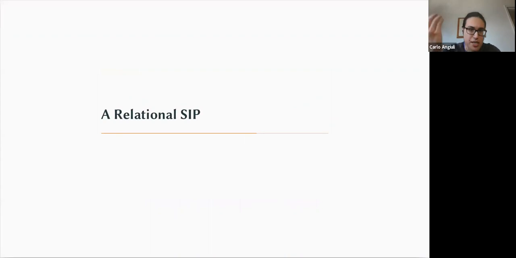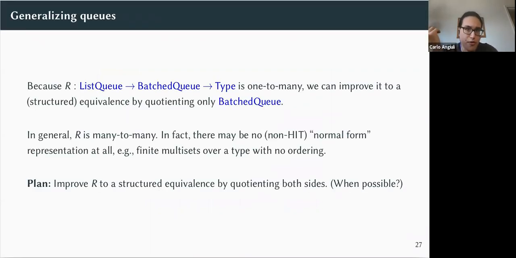But I'm not going to do that example more. I'm going to move right on to a generalization of that example. But again, good time for questions.